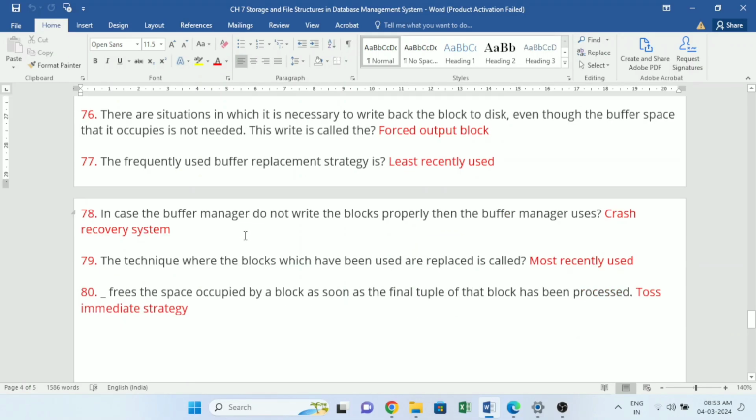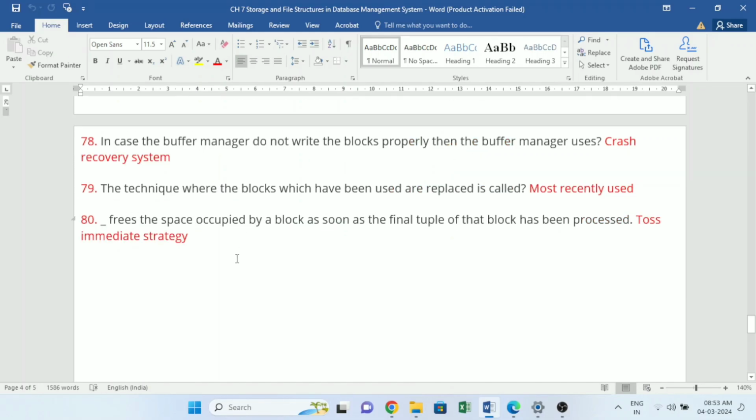77. The frequently used buffer replacement strategy is least recently used. 78. In case the buffer manager does not write the blocks properly, then the buffer manager uses the crash recovery system. 79. The technique where the blocks which have been used are replaced is called most recently used. 80. _ frees the space occupied by a block as soon as the final tuple of that block has been processed. Toss immediate strategy.